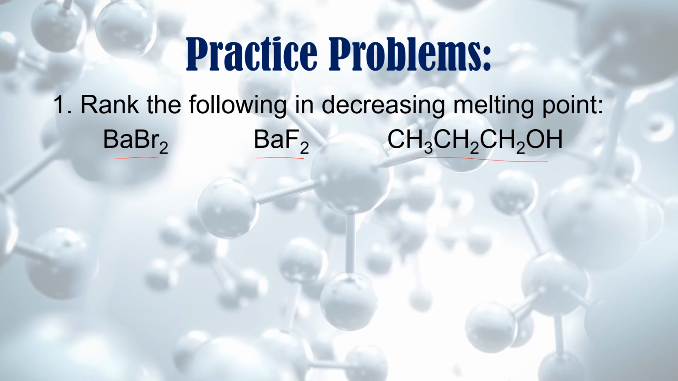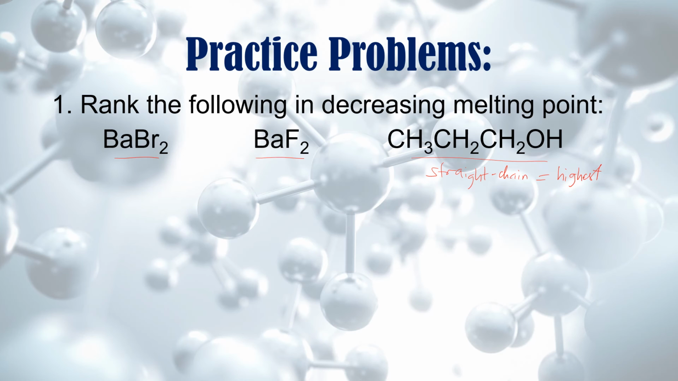Just by looking at the molecules, you can conclude that the last molecule, CH3CH2CH2OH, is a straight chain. And we have just mentioned a while ago that straight chains have greater LDF or IMF. Hence, they have a higher boiling or melting point. So automatically, this one has the highest melting point.